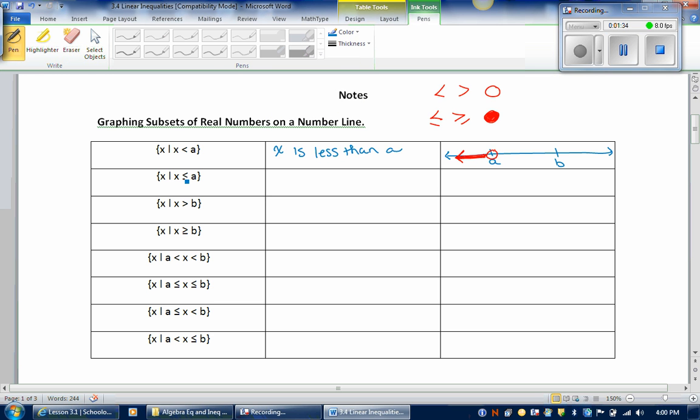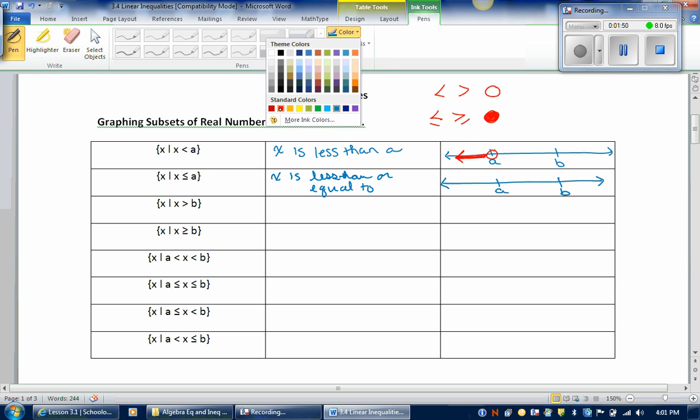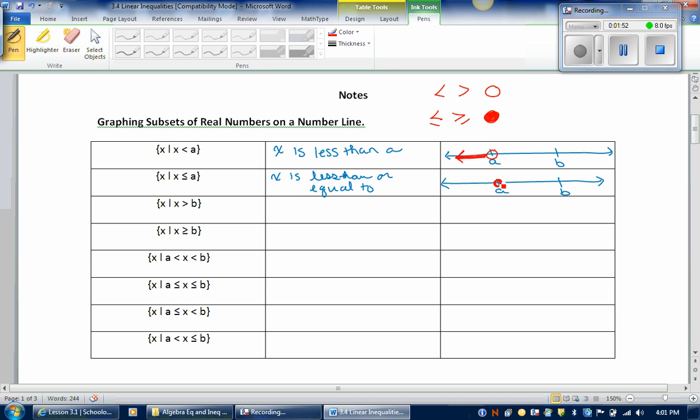All right. This states x is less than or equal to a. So again, number line, a and b. You're going to be enclosed on a because it's that equal to, and since it's less than again, you're going to shade left.